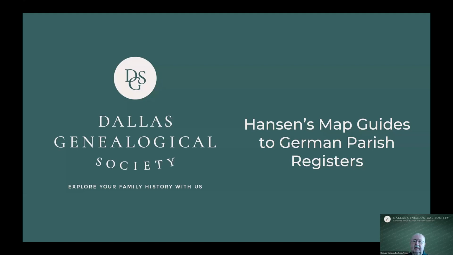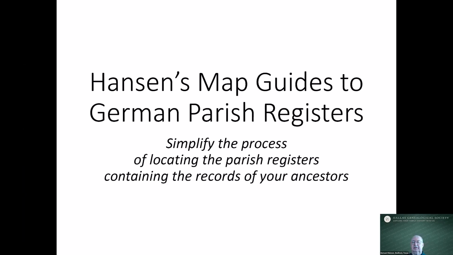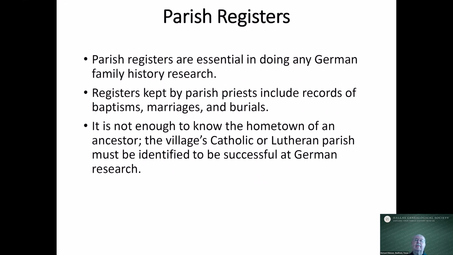So with that introduction and the basics out of the way, now let's look at the topic for today, which are Hansen's map guides to German parish registers. This is a way to help locate which parish your ancestors' records are most likely in based on where they lived. And if it's not that particular one, it's also a quick and easy way to find out what the neighboring parishes are in case they went next door.